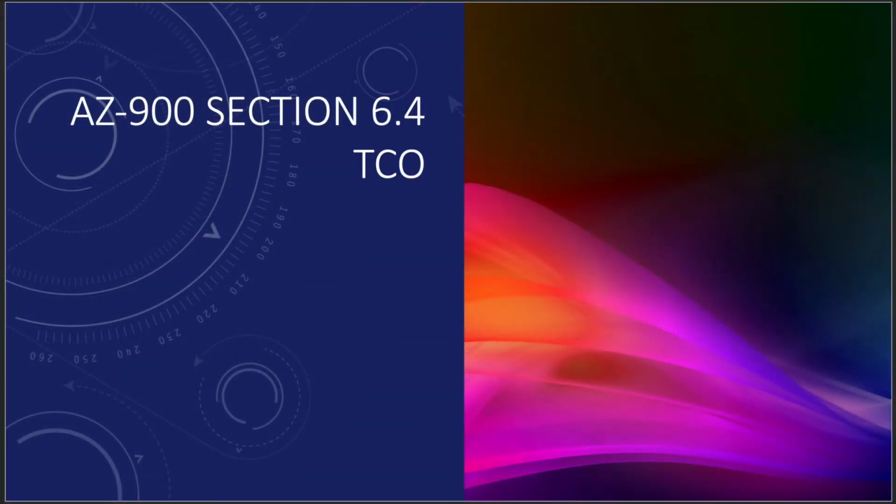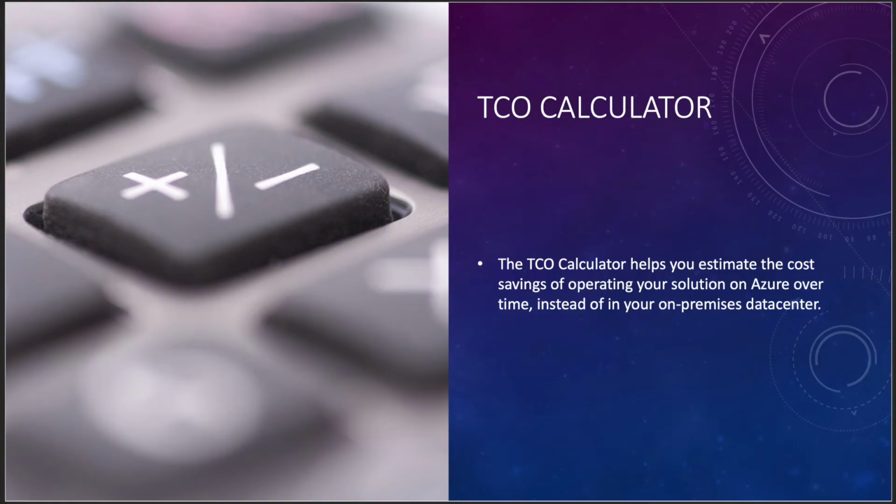6.4, total cost of ownership. This is a smaller section in terms of the data that you need to know about how to work total cost of ownership. The big part about this whole process is understanding how the total cost of ownership calculator works and how you can estimate your cost savings of operating your solution on Azure over time, instead of in your on-premise data center.